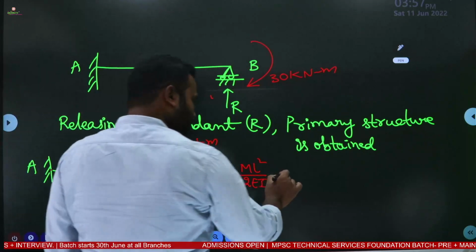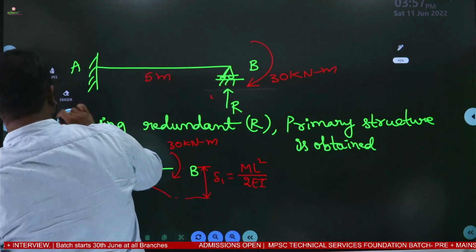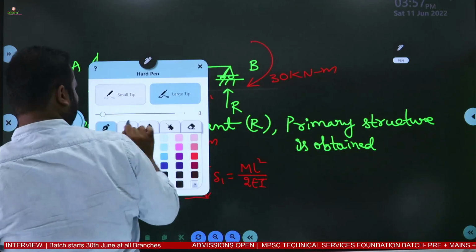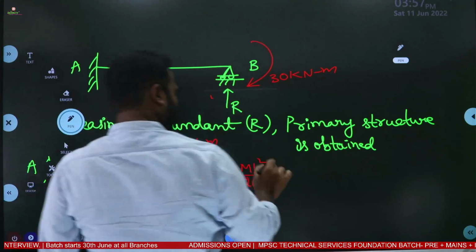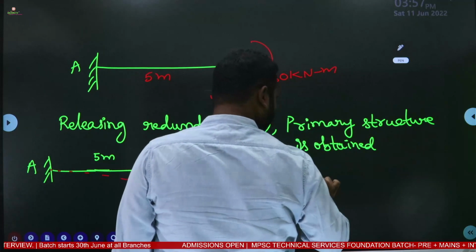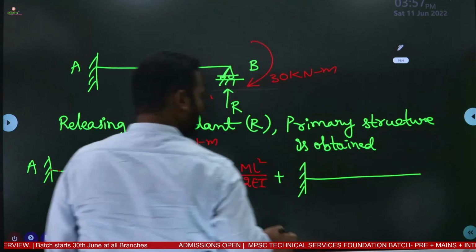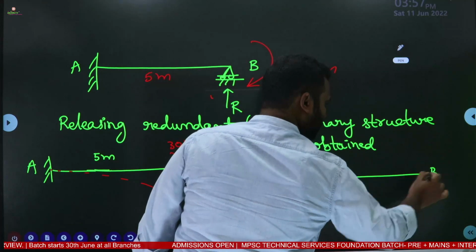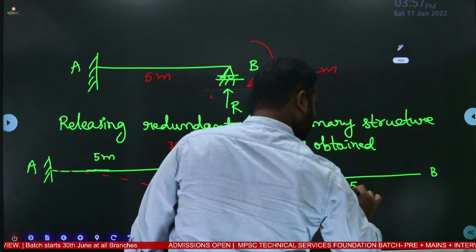Now, to this we need to add the redundant also. Plus, on the primary structure here we need to show the redundant, on the same beam A, B, 5 meter.